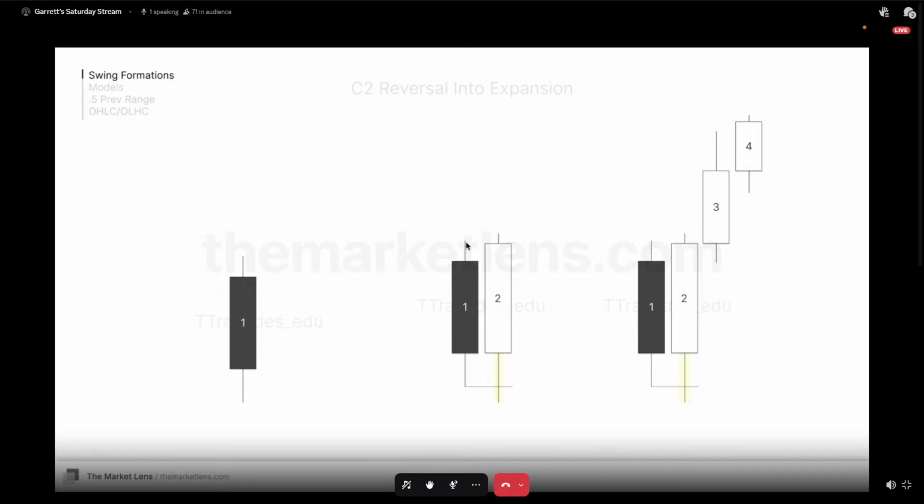We can expand because of the small wick, right? Also, candle 1 doesn't have to hit a key level. Like this candle 2 sweep can be hitting a key level as well, but majority of the time it's when candle 1 hits a key level, right? And of course, you can trade candle 3 and 4 after that as well.